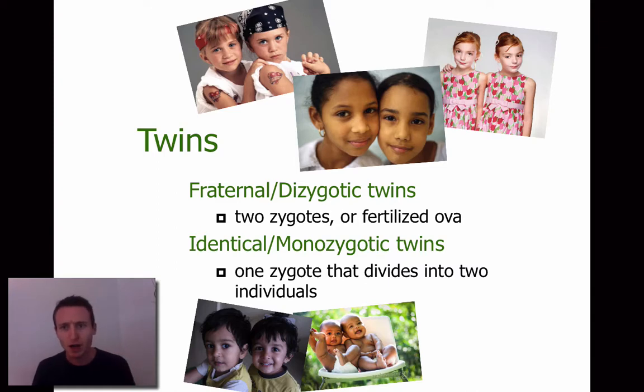Fraternal twins are helpful, but they're not as helpful to scientists for a reason that we're going to describe right now. So when you get fraternal twins, what you have is actually two egg cells fertilized by two separate sperm. And so fraternal twins share a lot of their DNA, more than just regular siblings. However, they're not 100% identical.